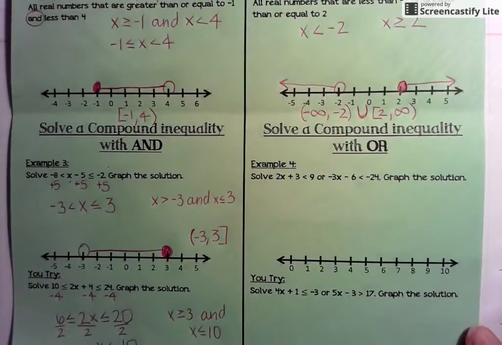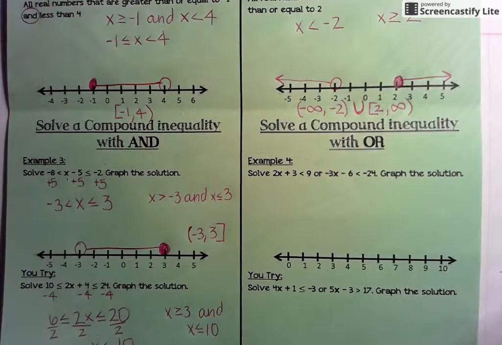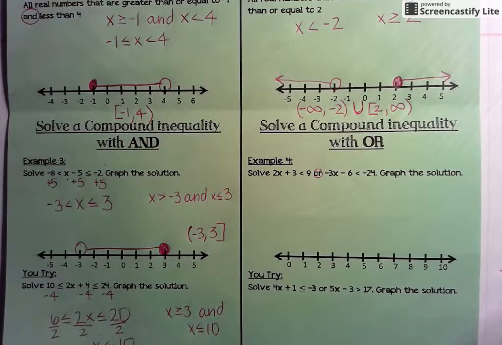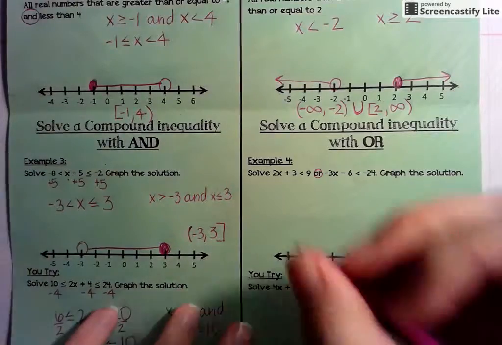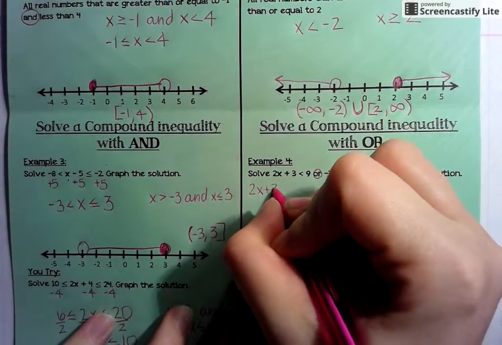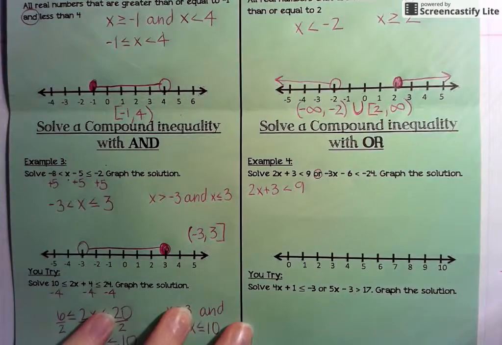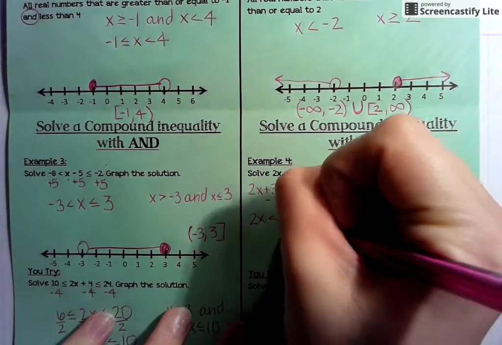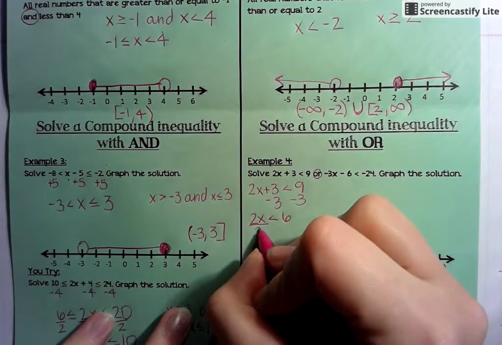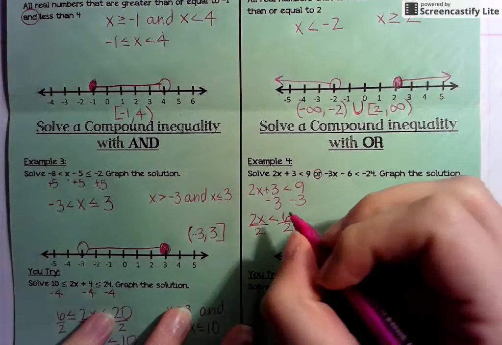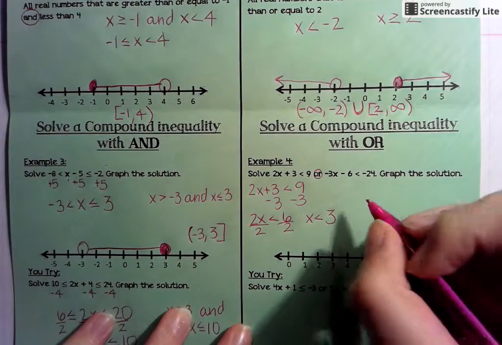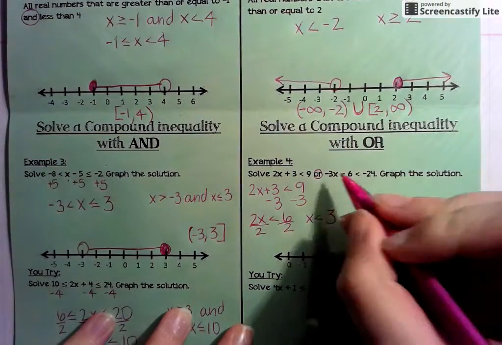Now, if I were to solve a compound inequality with OR, you'll notice that there is this OR statement in the middle. And you have to take the first inequality and solve, and then take the second inequality and solve. So I'm going to write these. So I have 2x plus 3 is less than 9. So I'm going to work with this one first. So I'm going to subtract 3 on both sides. So I have 2x is less than 6. I'm going to divide both sides by 2. So I'm going to get x is less than 3. I'm going to put that OR symbol.